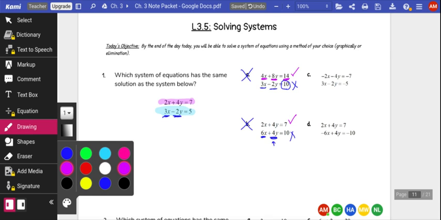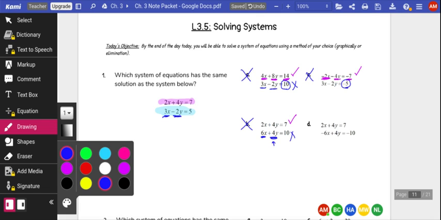Let's look at choice C. From 2x to negative 2x, it was multiplied by a negative 1, right? 4y to negative 4y, it was multiplied by negative 1. 7 to negative 7, it was multiplied by a negative 1. So every single term checks out. It was all multiplied by the same number. Now let's look at the bottom equation. They look almost exactly the same, except this is a negative 5 instead of a positive 5. So C is also not my choice.